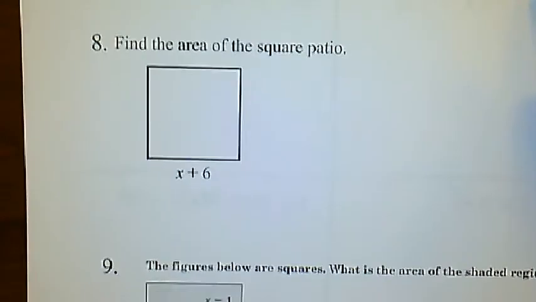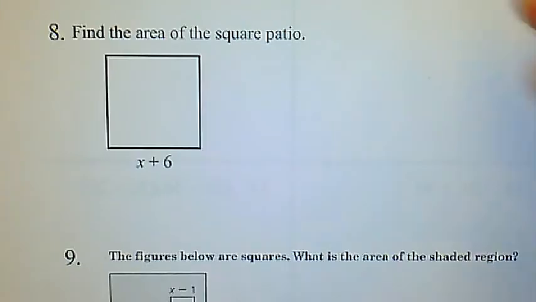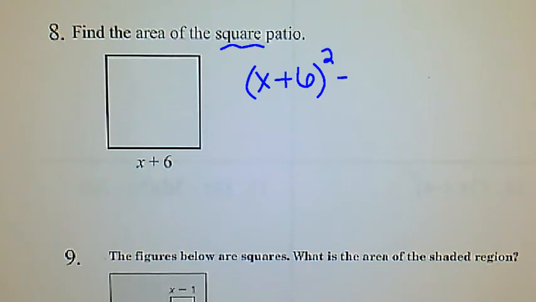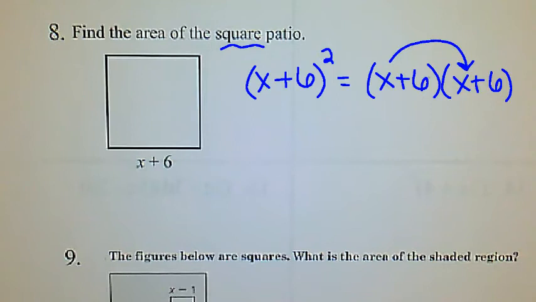Alright, area of a square patio. So you might be thinking, wait, they only gave us one thing, but what do we know about a square? All the sides are the same. So this is basically like saying x plus 6 squared. So expand that into two binomials, and then FOIL.